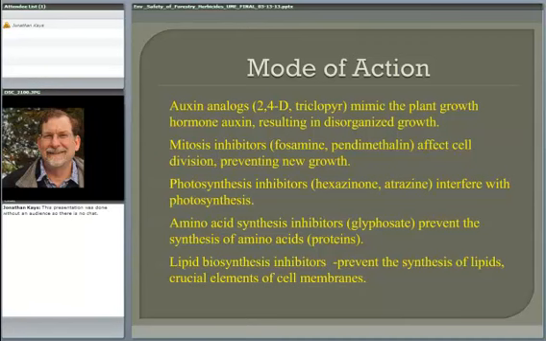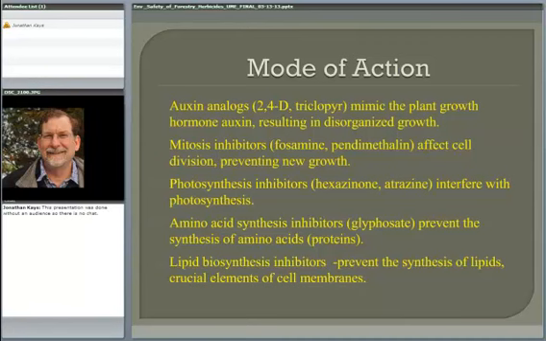And this is a listing of mode of action with the number of the different chemicals, herbicides that we use in forestry. So 2,4-D and triclopyr, triclopyr being guaiolon, 2,4-D. Auxin analogs mimic plant growth hormone auxin, resulting in disorganized growth. So it messes up that hormonal growth in plants.